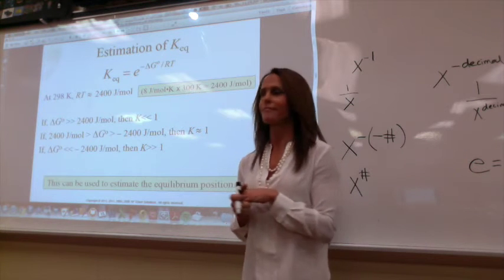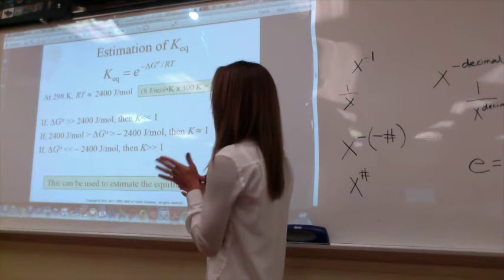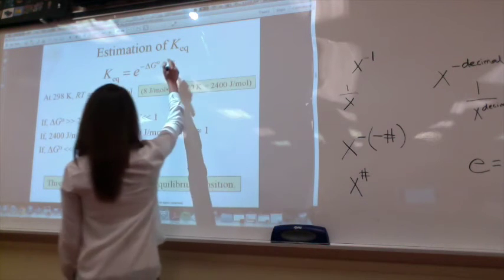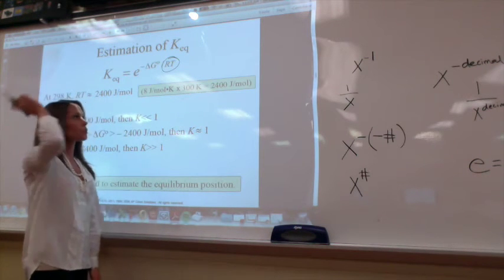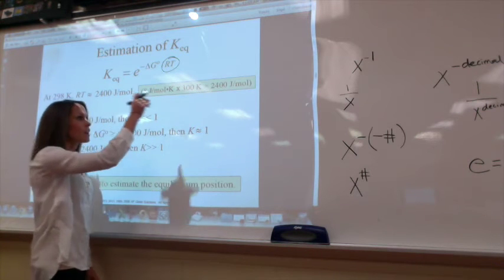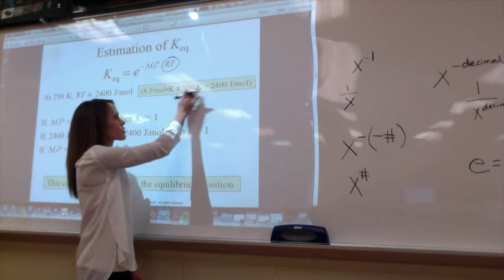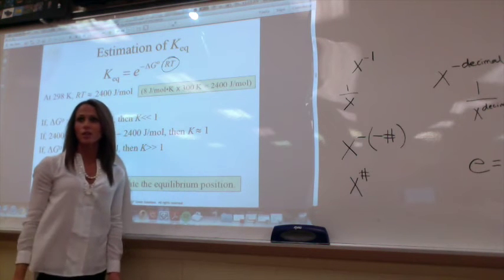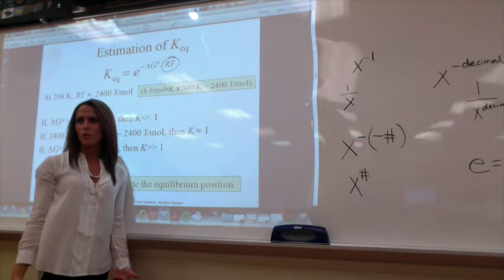Got it? So here's how you evaluate this. First of all, you always have this expression. Your RT can always be estimated to be 2400 because the R value is 8.314, so I'm going to round that to 8. And my temperature is always 298, so I'm going to round that to 300. So 8 times 300 is 2,400. Do you all agree? So you're always just estimating your denominator to be 2,400.